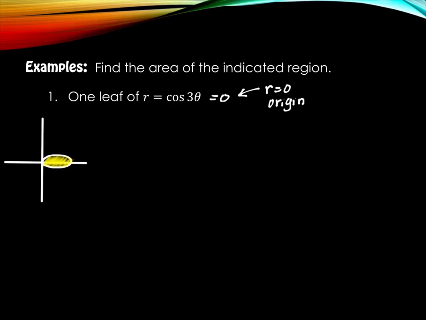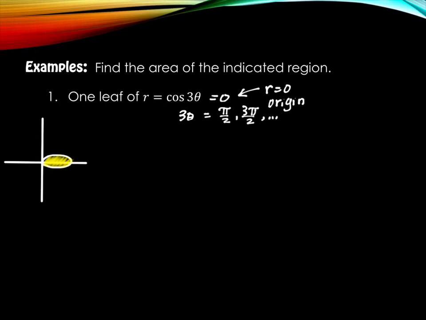Now cosine equals 0 when the angle itself is equal to pi over 2, 3 pi over 2, and so on. It will continue on beyond that, right?